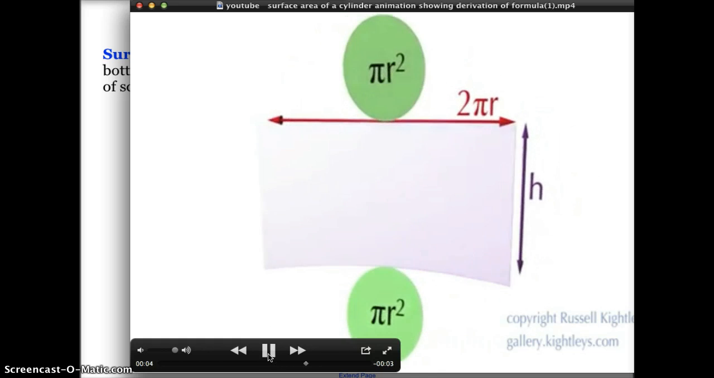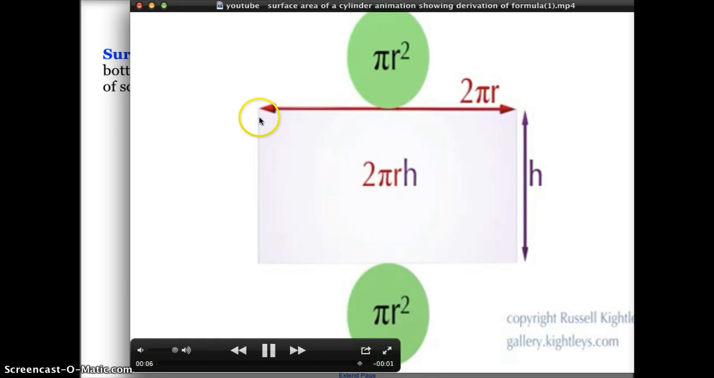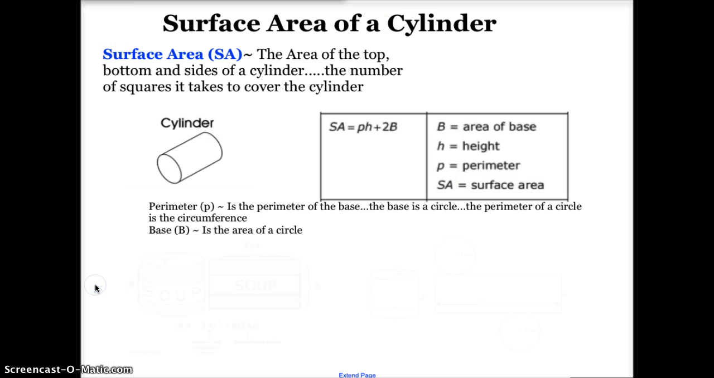Now, the cool thing to understand is the area of a rectangle is just going to be the length times the height. So I'm going to take 2 times pi times r times the height to get the area of this rectangle, and I have a pi r squared up here and a pi r squared down here on the bottom.